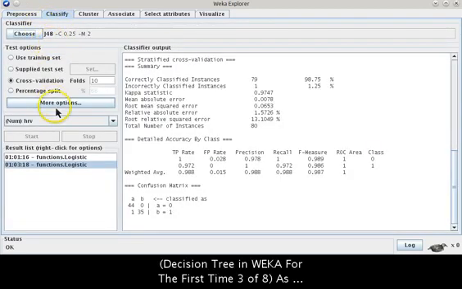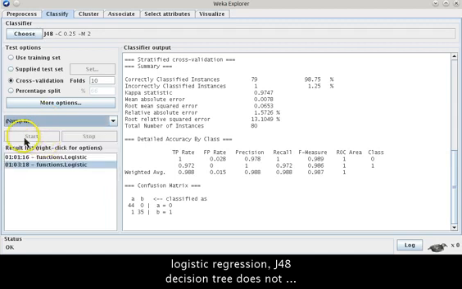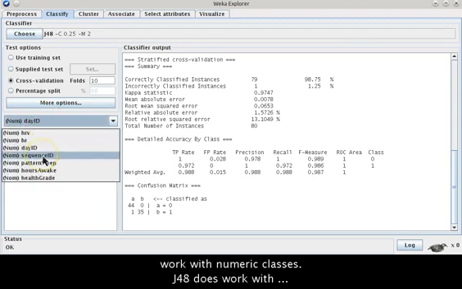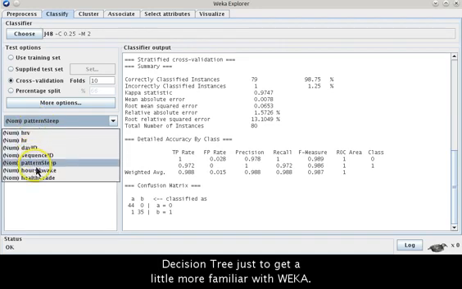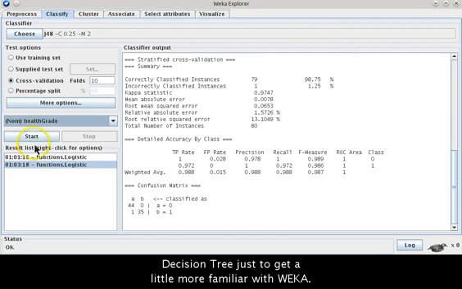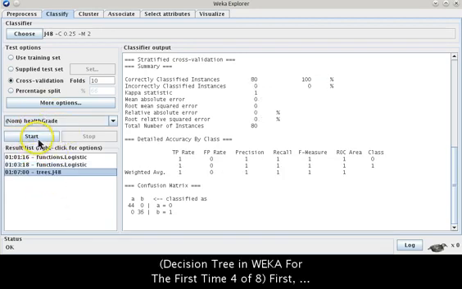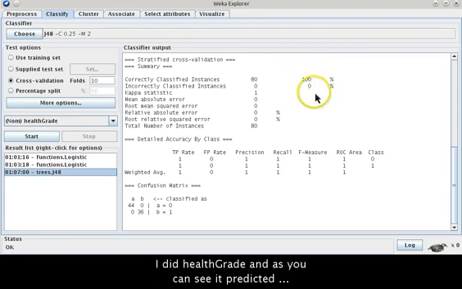As with that logistic regression algorithm, this J48 decision tree algorithm does not work with numeric classes. J48 does work with nominal classes. And since I had 3, I ran each in decision tree just to get a little more familiar with WEKA. First, I did health grade, and as you can see, it predicted 100% accurately.